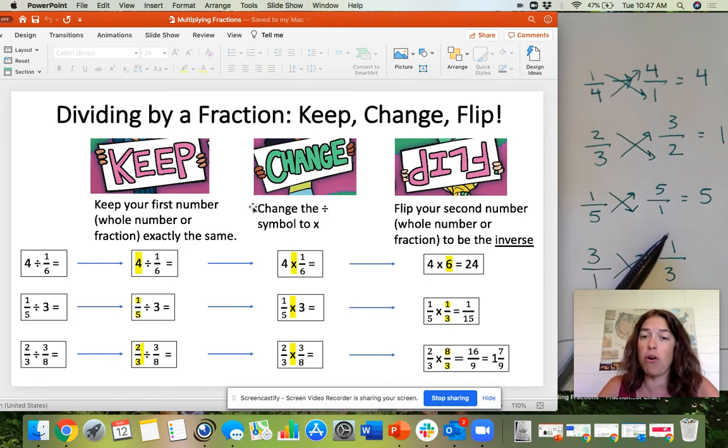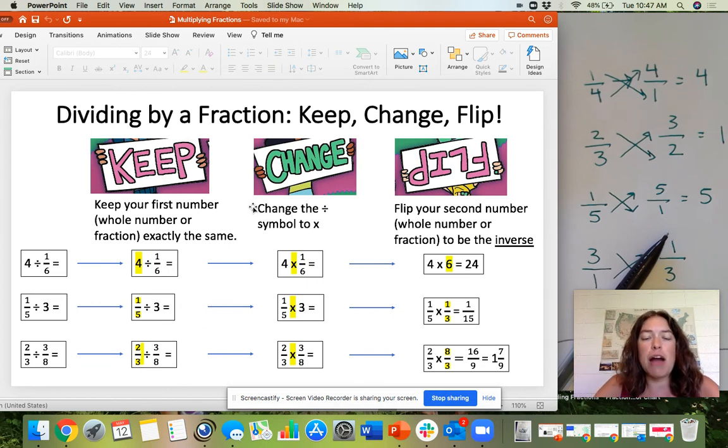Now, it could be a whole number or it could be a fraction to be the inverse. We know the inverse is just a number inverted or flipped over, so that what was the denominator is now the numerator, and what was the numerator is now the denominator. So the last thing we do is we flip.